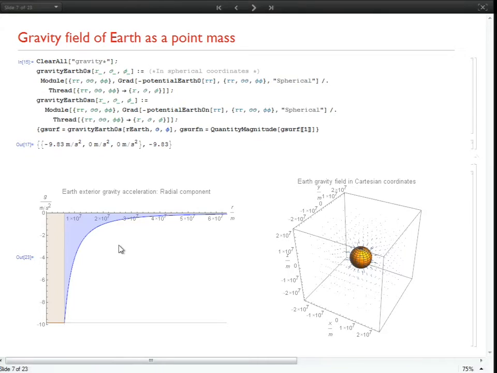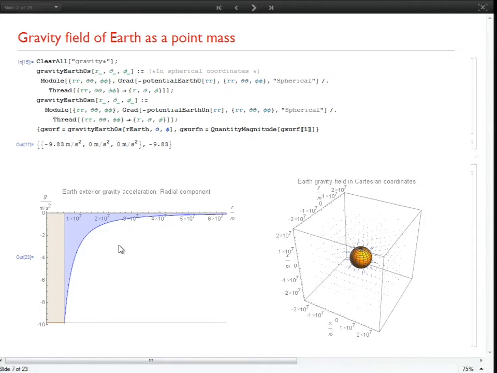And here is again the radial component of the acceleration. The minus sign means it points inward towards the Earth's surface. And here a vector plot of the Earth gravity field. So these are all things which some of you may have learned a long time ago, either at school or in an elementary physics course.